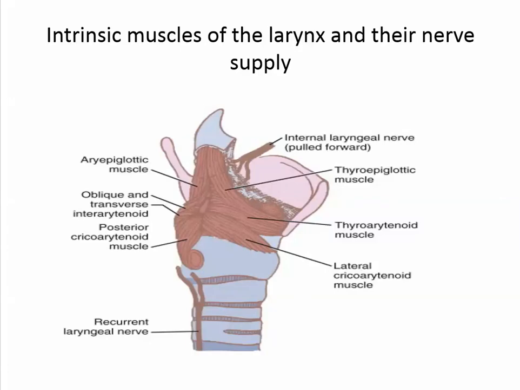This picture shows the innervation of the intrinsic muscles of the larynx. The motor supply to all the laryngeal muscles except the cricothyroid muscle is provided by the recurrent laryngeal nerve, and the external branch of the superior laryngeal nerve supplies the motor innervation to the cricothyroid muscle. Both the superior laryngeal nerve and the recurrent laryngeal nerve are derivatives of the vagus nerve.